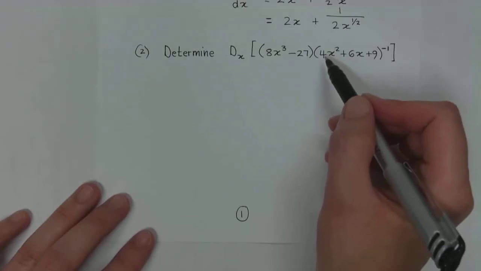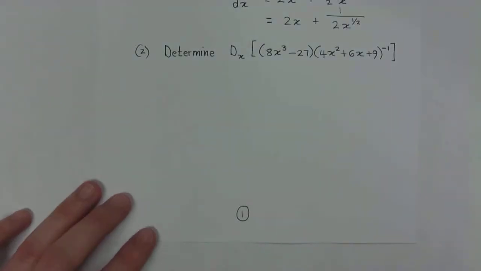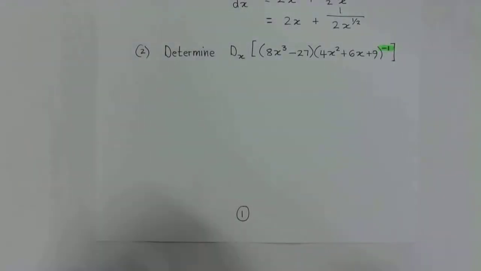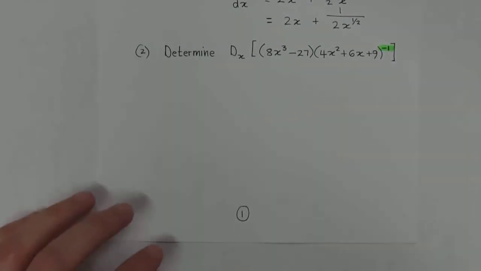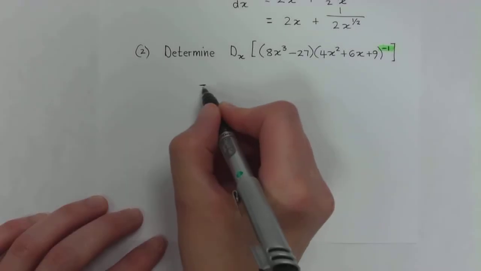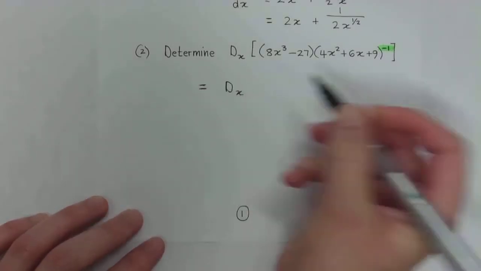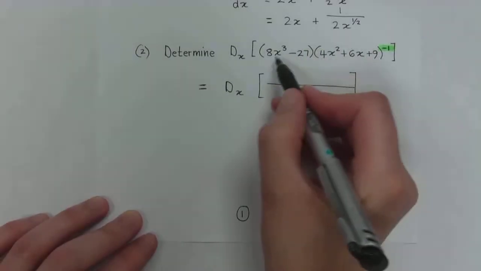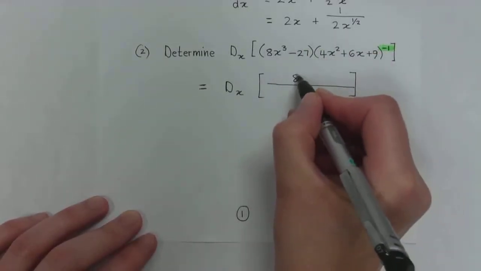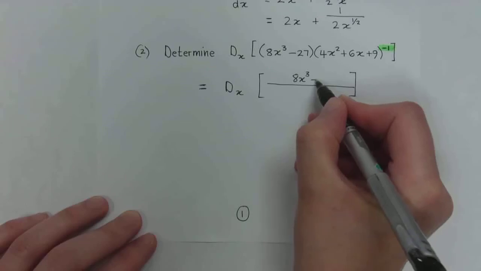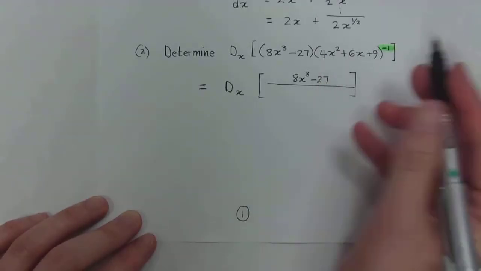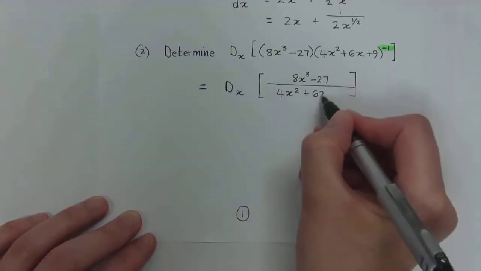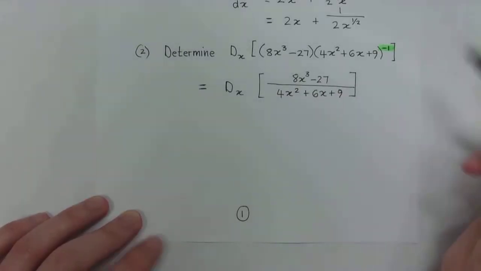Now, in order to simplify this, you need to be very careful because there was the big trick in this particular one, that negative 1. What a lot of people didn't realize is you had to rewrite this, and when you rewrote this, you had to write it in the format 8x cubed minus 27 divided by 4x squared plus 6x plus 9. And that's simply because we've already discussed it.